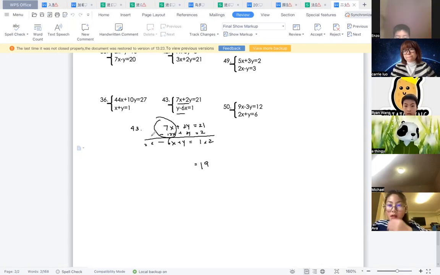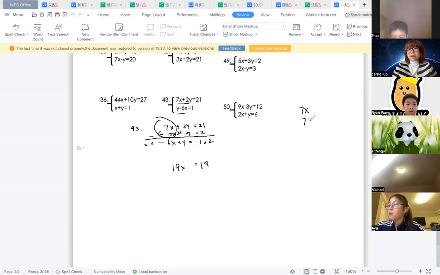7x minus negative 12x equals what? 19x. Everybody, I'm going to stop here, okay? When we do this, it's always 7x minus 7x, so there's no x. You can see the sign before y is the same.